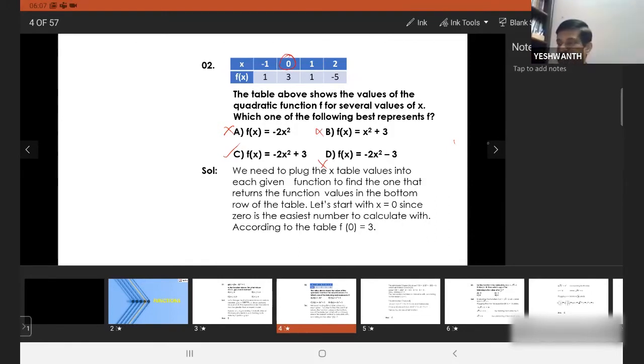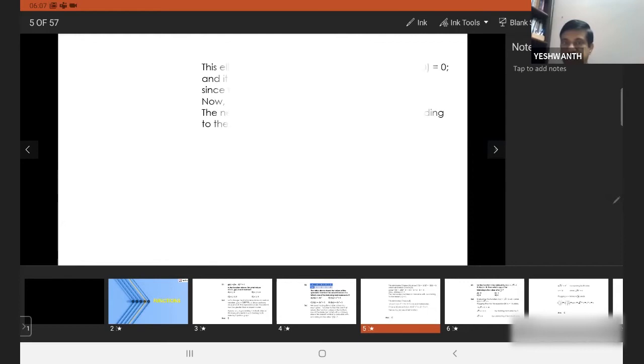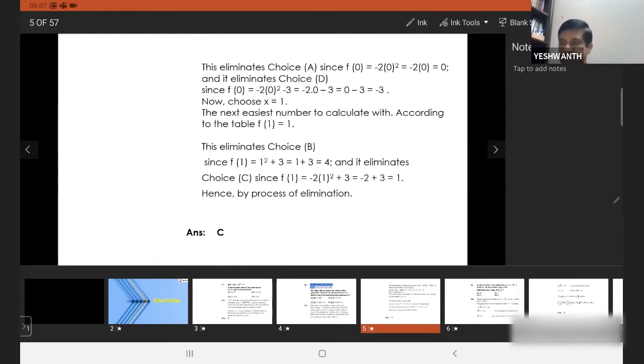So let's go to the next page. This is your next page. Please take the screenshot so that we can take it out.